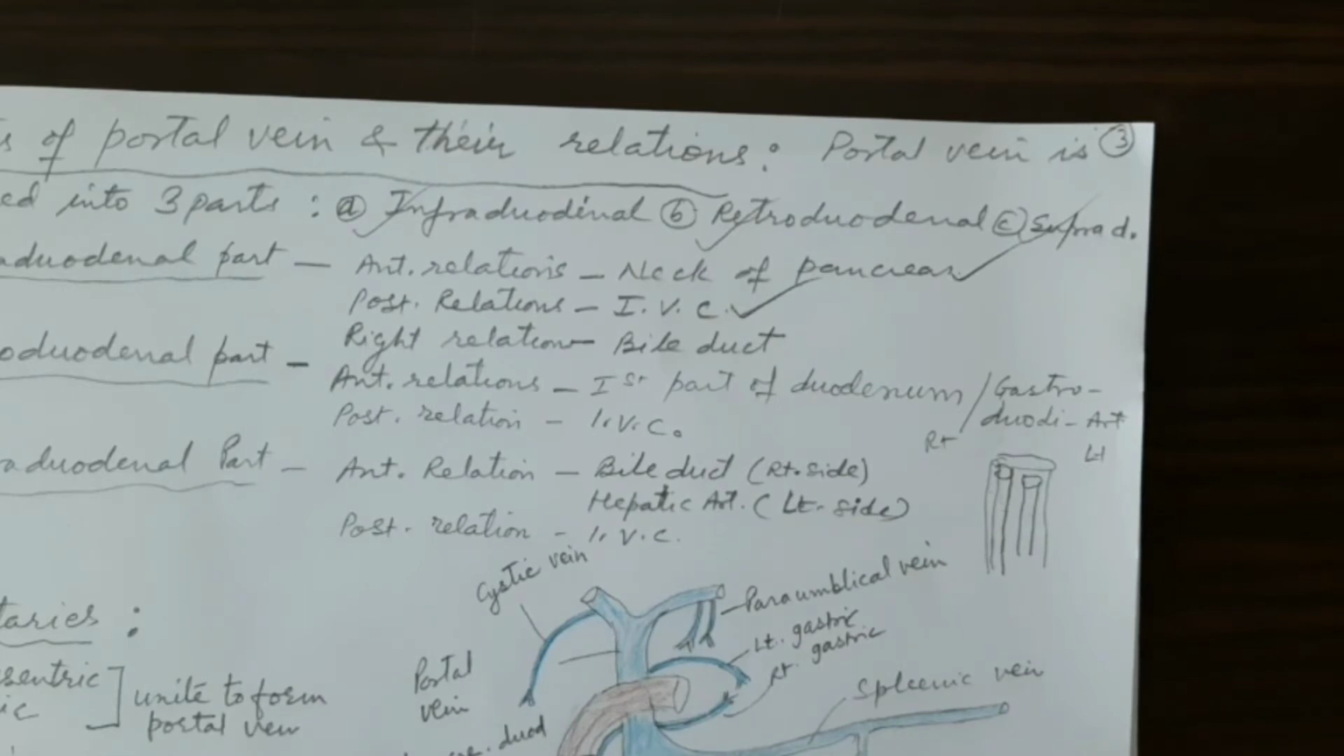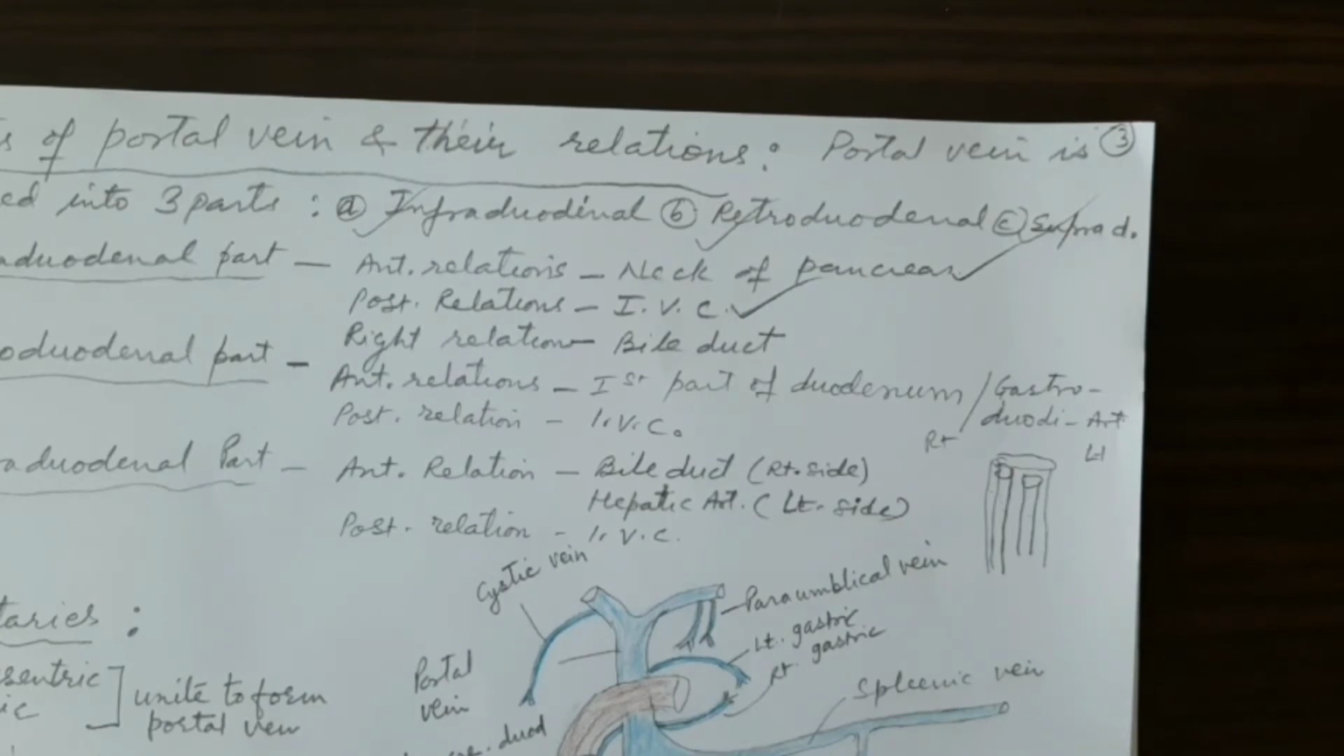Posterior relation, same, the inferior vena cava. Because when you put your finger in the epiploic foramen, the aditus to the lesser sac, you can feel anteriorly the portal vein and posteriorly the inferior vena cava. Below, you can feel the first part of the duodenum inferiorly, and superiorly the caudate process of the liver, which is close to porta hepatis.